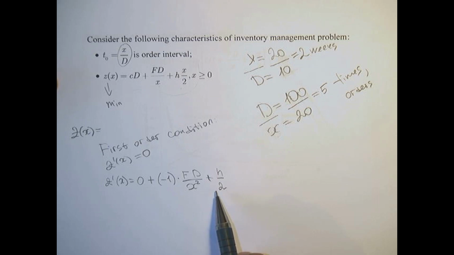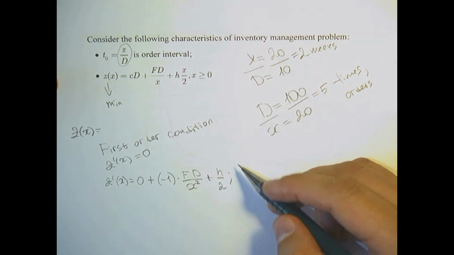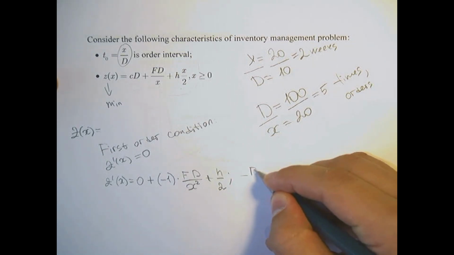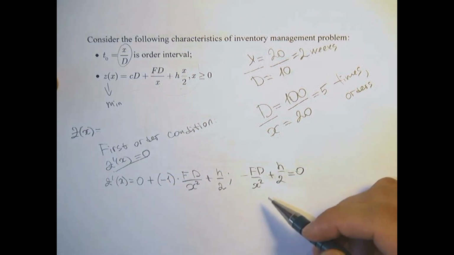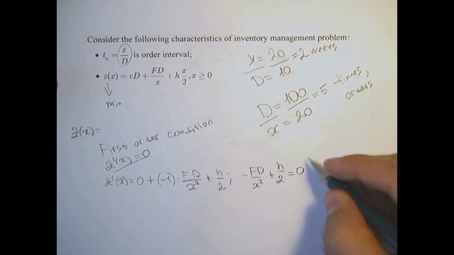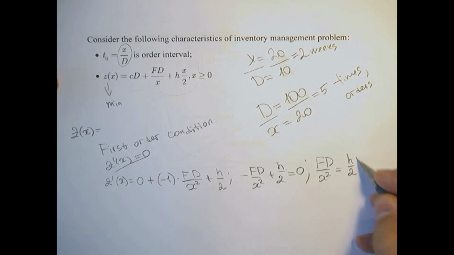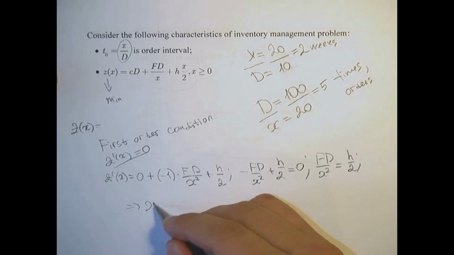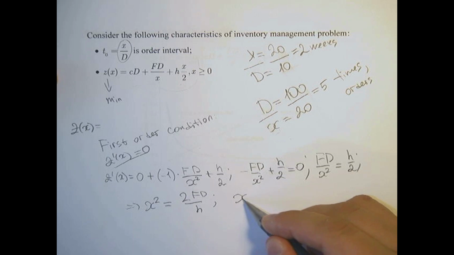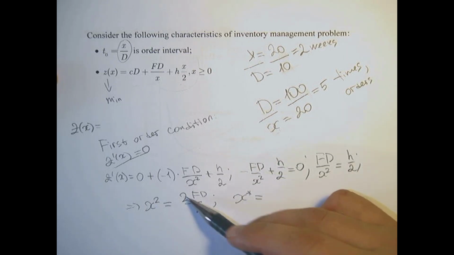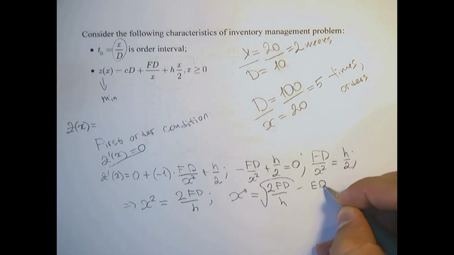Now we should equate this to 0, and it will help us understand what is the order quantity which minimizes the total average cost function. Let's do this, and as a result we get minus fd over x squared plus h over 2 equals 0, because we consider the first order condition. After simplification we get fd over x squared equals h over 2, and therefore x squared is 2fd over h. As a result, the optimal order size, or economic order quantity, is just the square root of 2fd over h. So it is the economic order quantity.